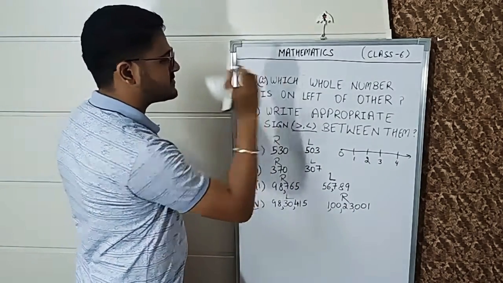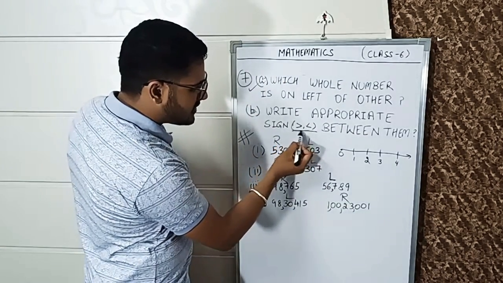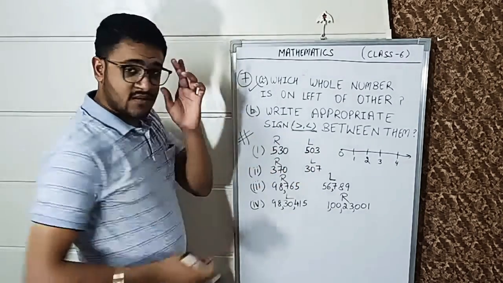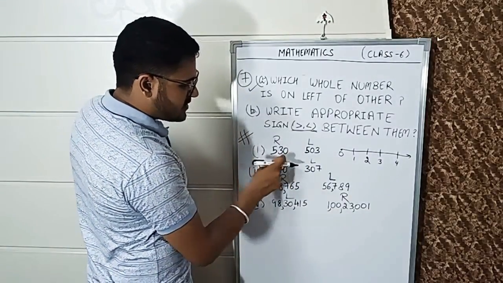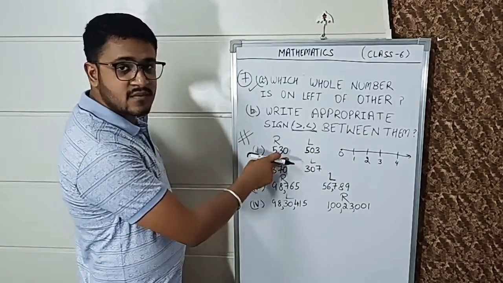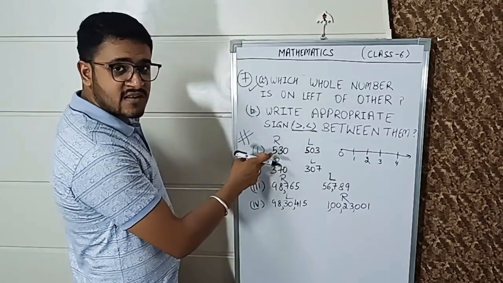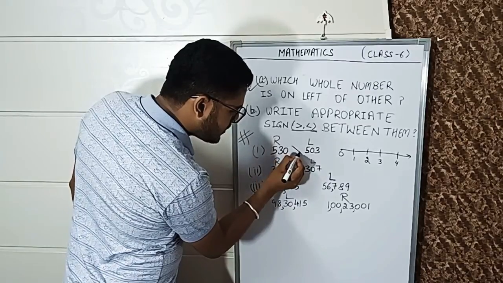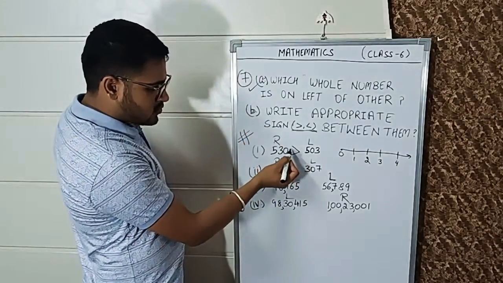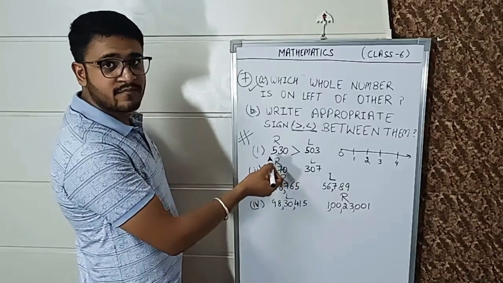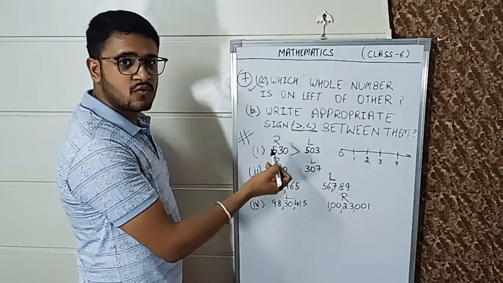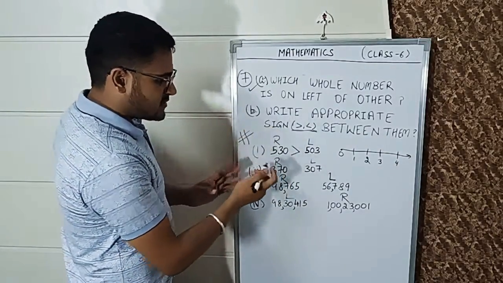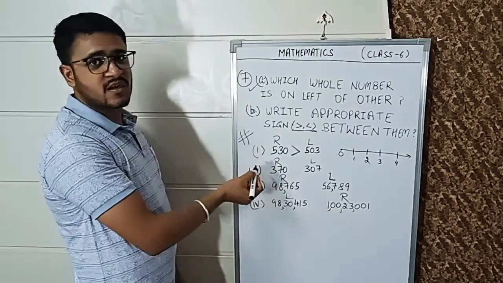So our first part is complete. Now we have to give an appropriate sign as well. Which sign will come in between these? Out of 530 and 503, which number is larger? This one is larger, 530. The number which is larger will keep the mouth of the angle open towards that number. This is just a small trick to remember. Whichever number is larger will keep the mouth open towards that number.